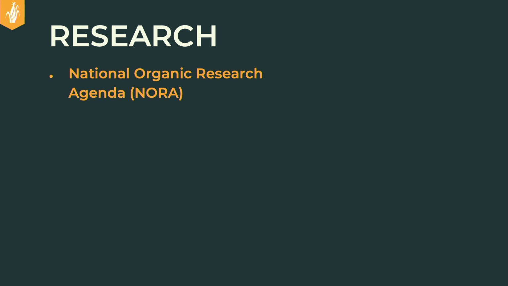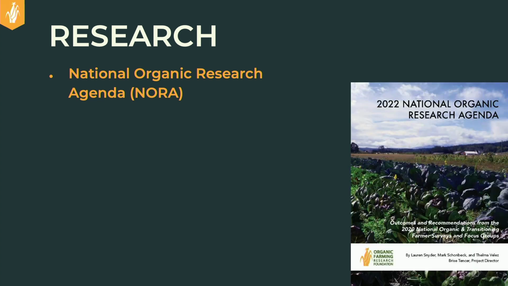There's something that we call the NORA report, National Organic Research Agenda. This is research that OFRF does on you, the organic community. Organic farmers were surveyed across the country in cooperation with some regional partners, including Oak. So some of you may have filled out some surveys that went into this report, the National Organic Research Agenda.